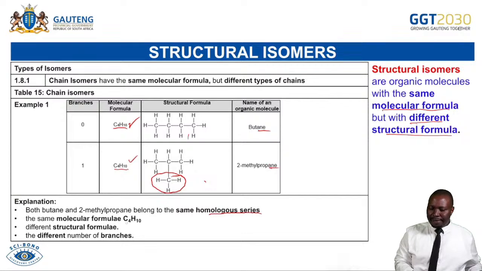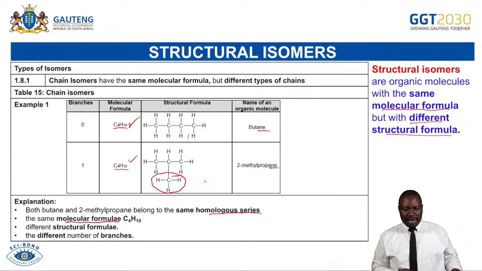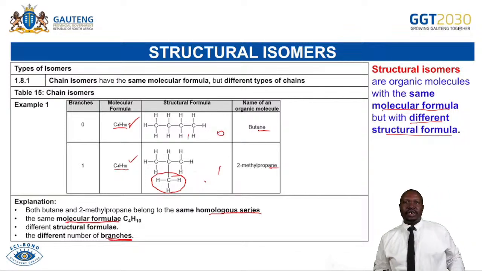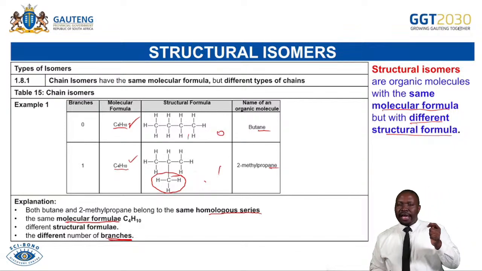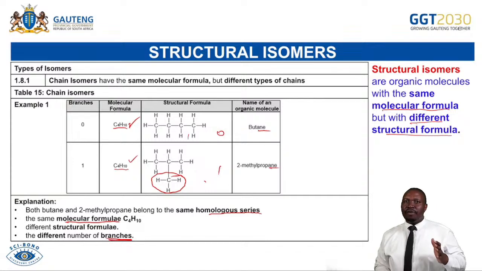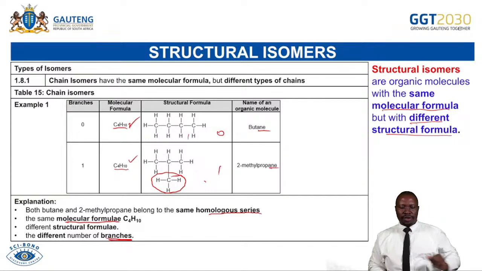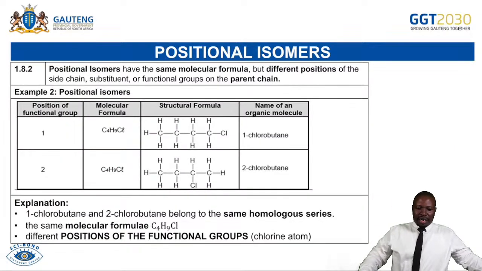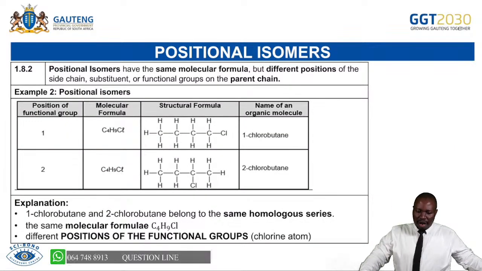The second thing, they must have the same molecular formula. The third thing, they must have different structural formula, which means that they must have a different number of branches, which means this one has 0 branches, this one has 1 branch. So you are able to see that these are the same molecular formula but different types of chain. I think I've explained it nicely and you have understanding, and it will help you as we move forward.